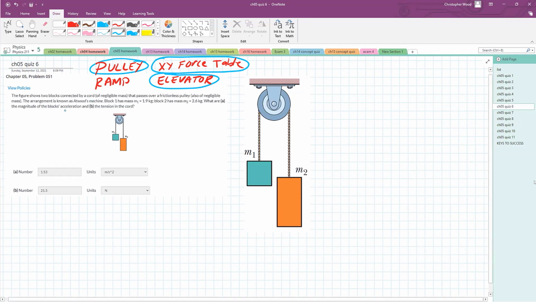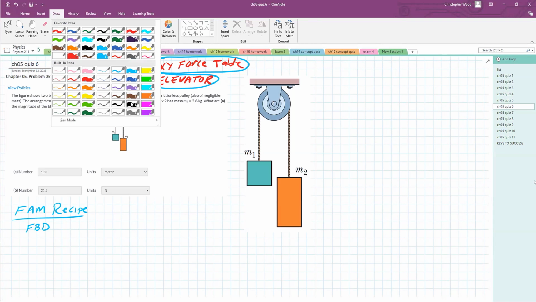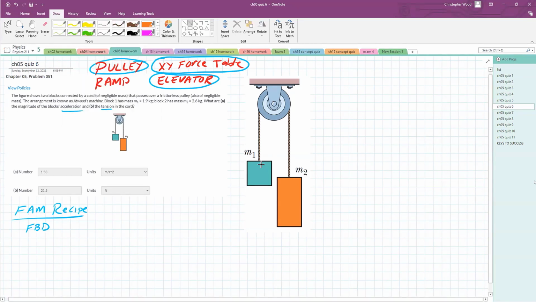So we have to find the acceleration and the tension in the cord. Here's my force analysis method recipe. First things first, free body diagram, FBD. I have two bodies. For M1, this is tension going up, and this is weight coming down. For M2, this is tension going up, and this is weight coming down.